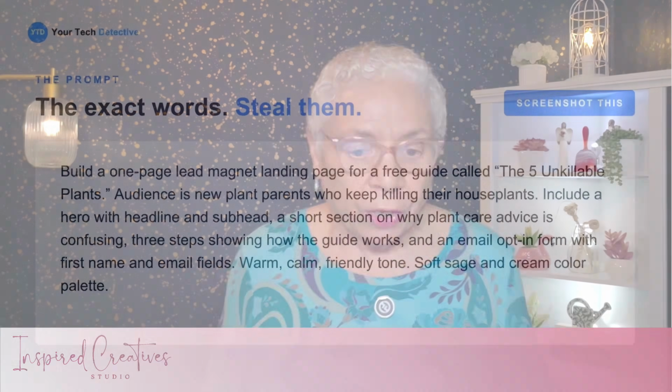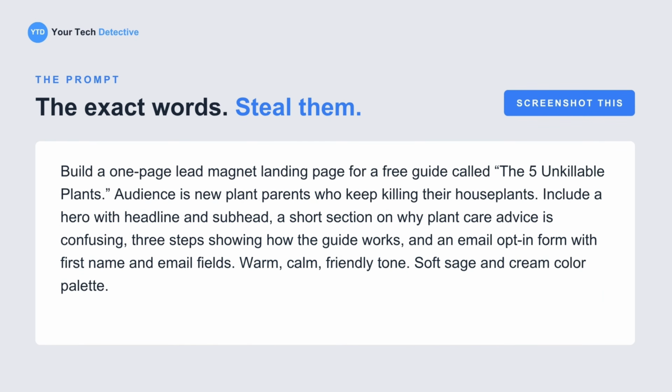All right, so we're just going to use a simple prompt. We're not going to give it too much detail. We're going to build a one-page lead magnet landing page for a free guide called The 5 Unkillable Plants. The audience is new plant parents who keep killing their house plants.